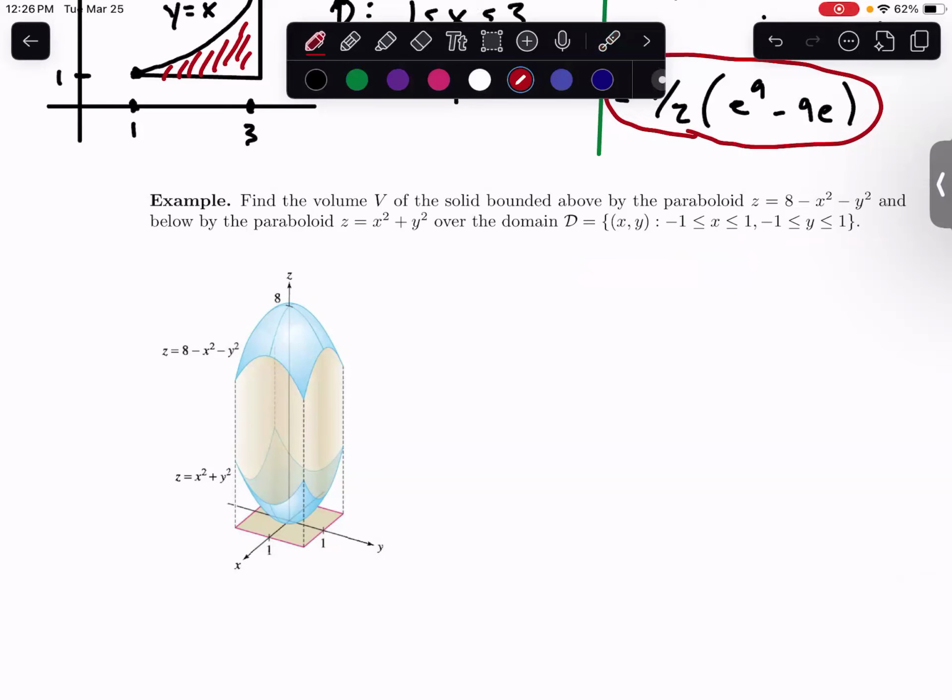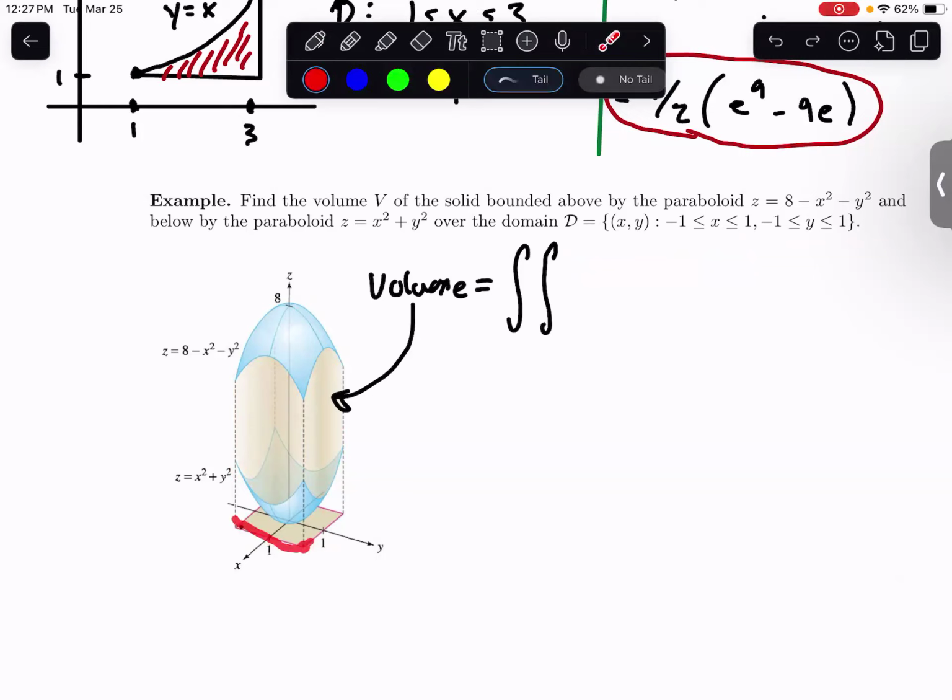So if we want to find the volume, what we're really doing is just finding the volume of the solid between the two surfaces. So we have this volume here. This is going to be equal to this double integral. And again, we're just integrating over this rectangle that I'm highlighting in red.